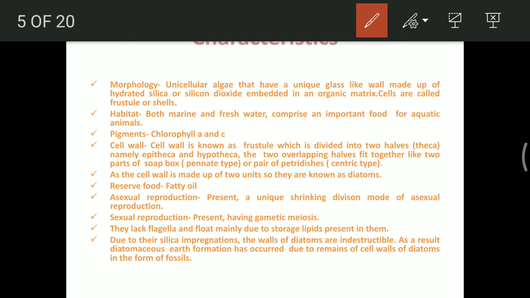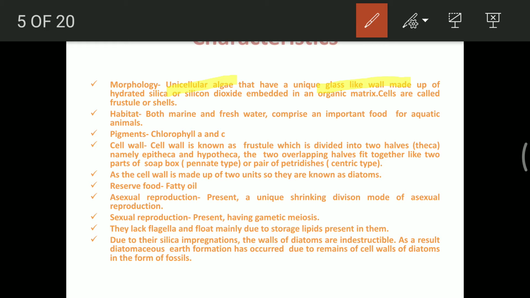First is the morphology. They are unicellular alga and they have a unique glass-like wall made with the help of silicon dioxide. You all see that when sand is on the floor or anywhere, there is something shining within it. That is silicon dioxide. And the body of these chrysophytes is also made of silica, hydrated silica at times. Each cell of these organisms is known as a frustule or shell.